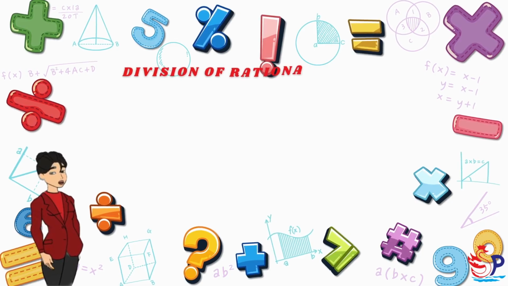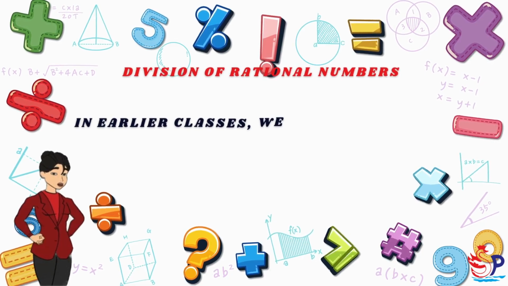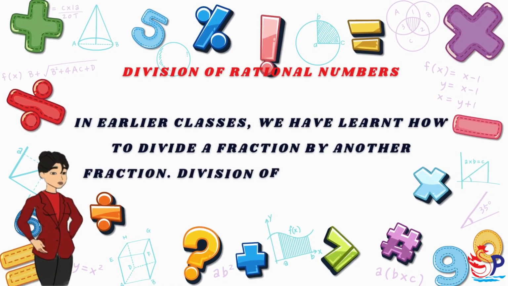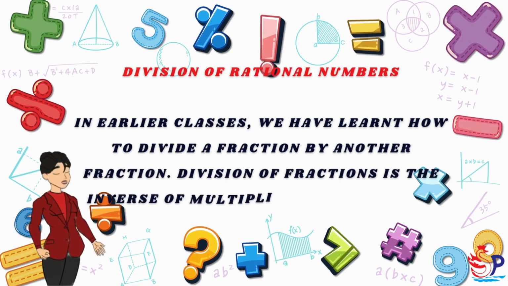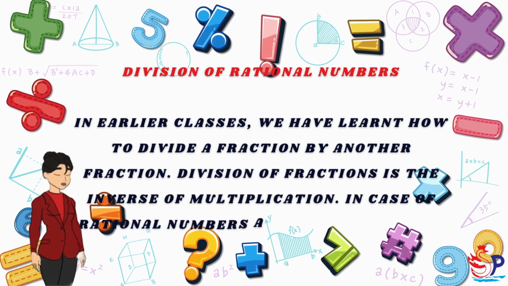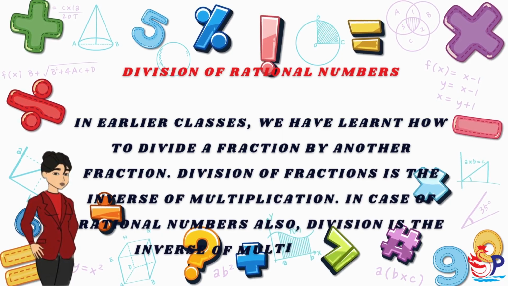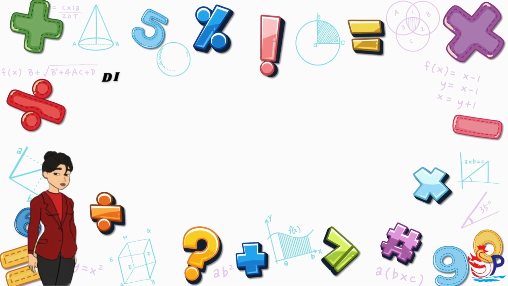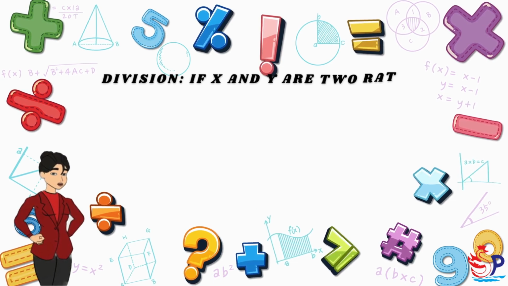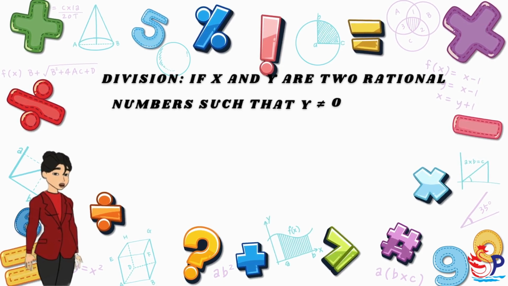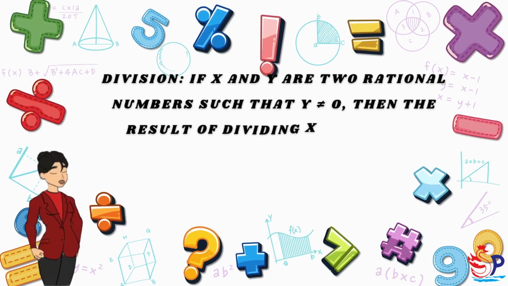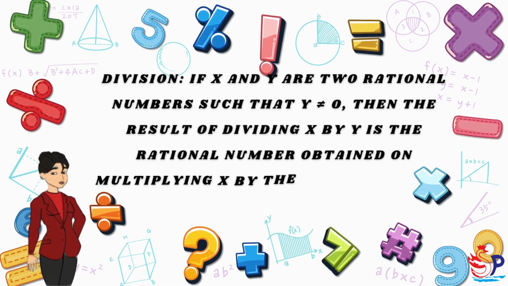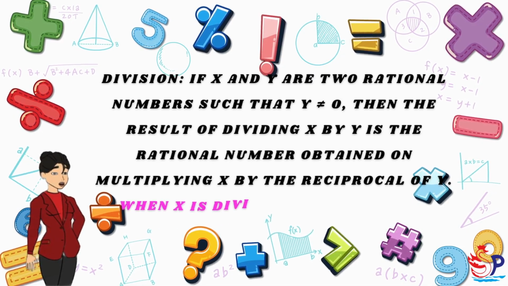What is division of rational numbers? In earlier classes, we have learned how to divide a fraction by another fraction. Division of fractions is the inverse of multiplication. In case of rational numbers also, division is the inverse of multiplication. If x and y are two rational numbers such that y is not equal to 0, then the result of dividing x by y is the rational number obtained on multiplying x by the reciprocal of y.